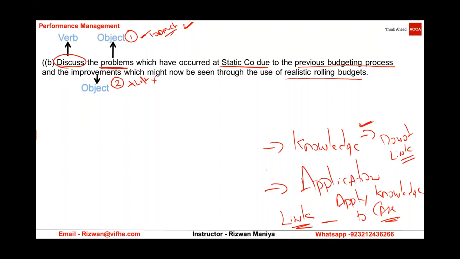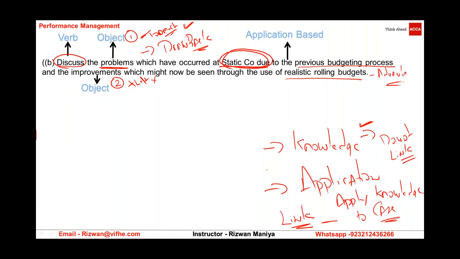So the answer is application based because it mentioned clearly that you have to apply your knowledge to Static Co. So it's an application based question. Now, if you mention the general disadvantages of a fixed budget, you will not get marks. If you just write advantages of rolling budget, you will not get marks.